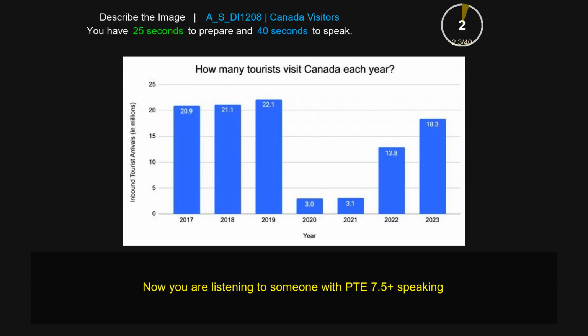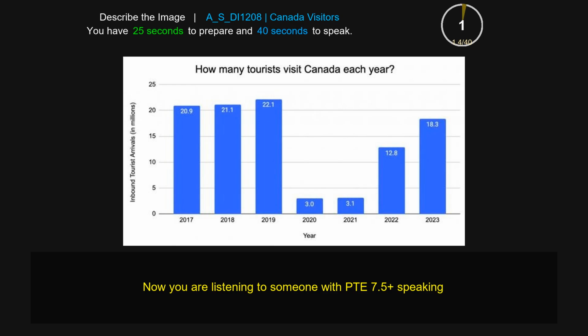The image provided is a picture that gives information about how many tourists visit Canada each year. While the x-axis talks about the year from 2017 to 2023, the y-axis talks about inbound tourist arrivals in millions. Firstly, it is evident that in 2017, 20.9 million people visited Canada. Conversely, only 3 million people visited Canada in the year 2020. Finally, in 2023, 18.3 million people visited Canada. Overall, this image illustrates how many tourists visit Canada each year.